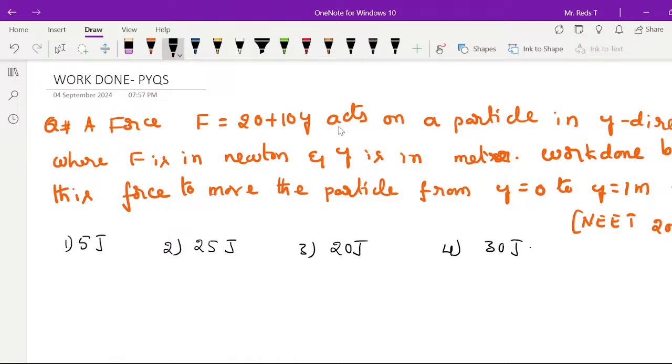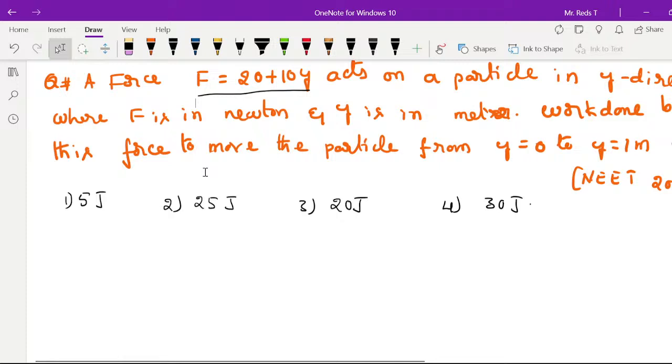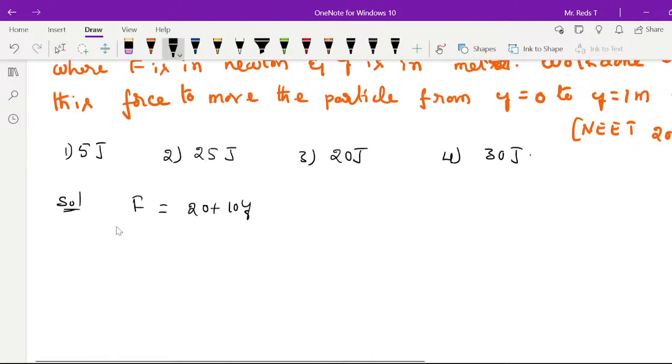Right, work done by the given force. As it is given that F is equal to 20 plus 10y, and as y changes, F changes. So the force is a variable force. Work done by variable force is given by integral of f dx if it is moving along x-axis; if it is moving along y-axis, we can write f dy. So it is equal to integral of 10y plus 20 dy, where y goes from 0 to 1.